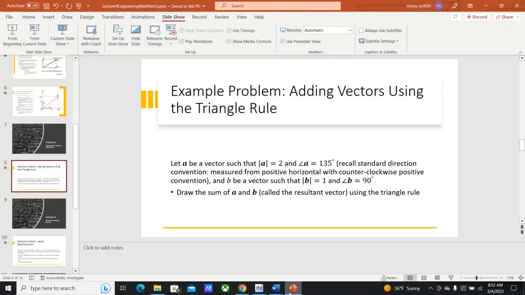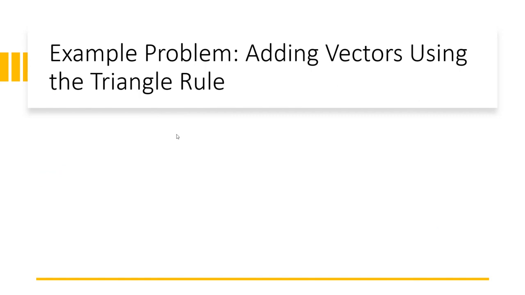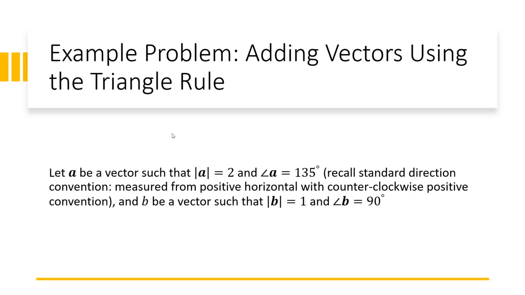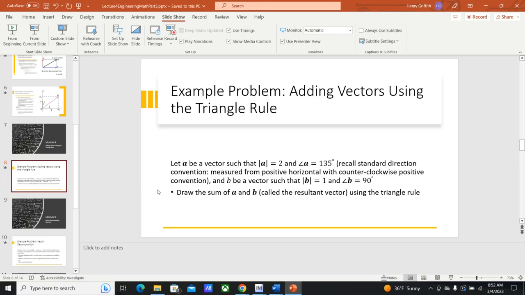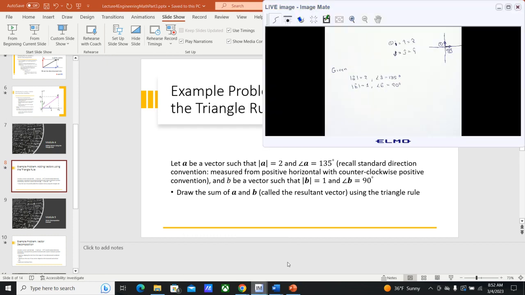So in this video, we're going to do an actual example of applying the triangle rule in order to see how vectors add from a geometrical perspective. We're given information about two vectors. We're told vector A has a magnitude of 2 and an angle of 135 degrees, and vector B has a magnitude of 1 and an angle of 90 degrees. And what we're asked to do is to draw the sum of those two vectors, which is called the resultant vector, using the triangle rule.